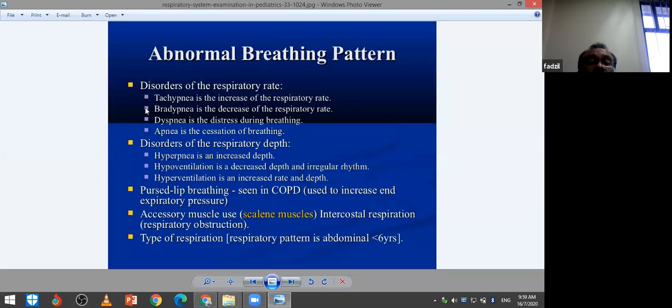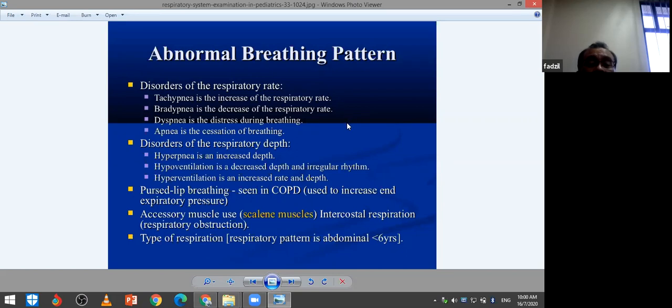So you have to recognize a few abnormal breathing patterns, no choice. Tachypnea, increased respiratory rate. Rarely, decreased respiratory rate, but you rarely see it in children, unless in a late stage, when the child is going to die. Dyspnea, sensation of difficulty in breathing. Apnea, cessation of breathing. So these are disorders of respiratory rate. Then depth: hyperpnea, increased depth; hypoventilation, decreased depth, irregular rhythm. Hyperventilation, increased rate. This one is more in adults. In children it is difficult to notice. But this is what we expect from you.